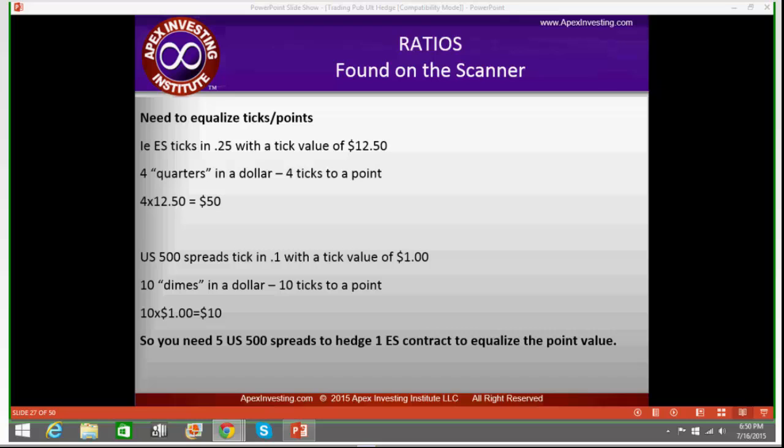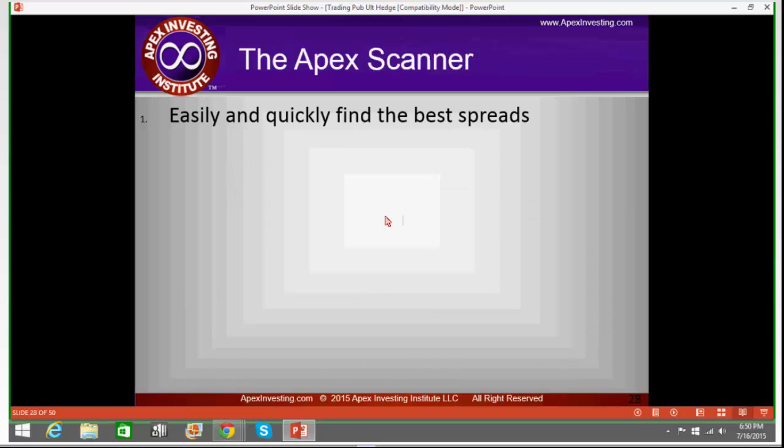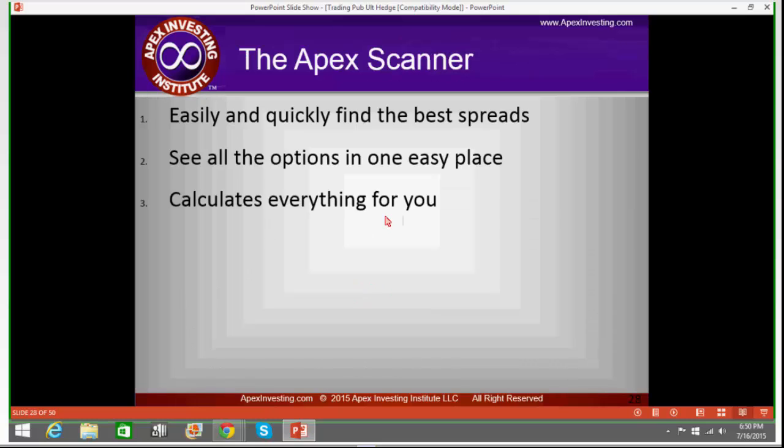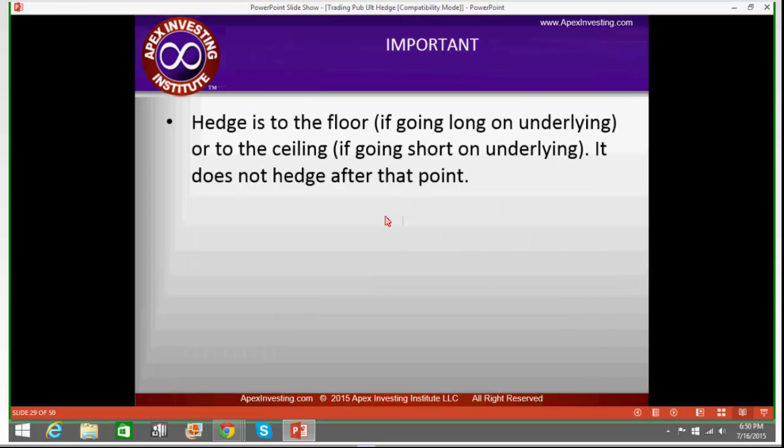Okay, so that's one of the huge tools we use for, first of all, finding out how many spreads you need to equalize the instrument you're trading, and easily find the best spreads, see them all in one easy place, calculate it all, no going back and forth. Okay, so real quick, just remember the hedge is to the floor.